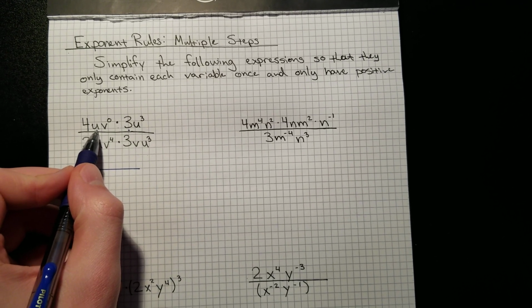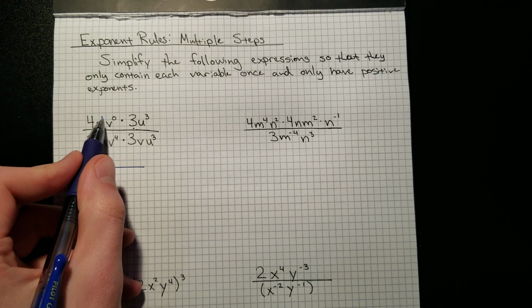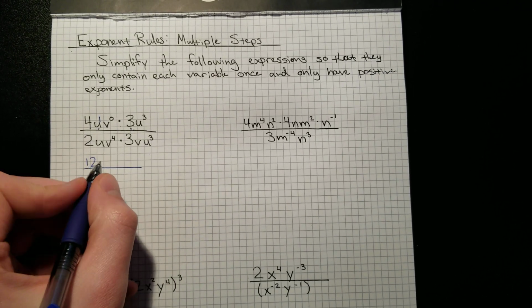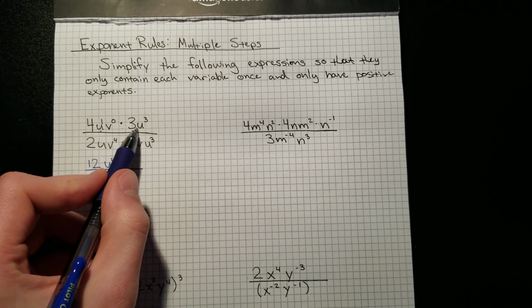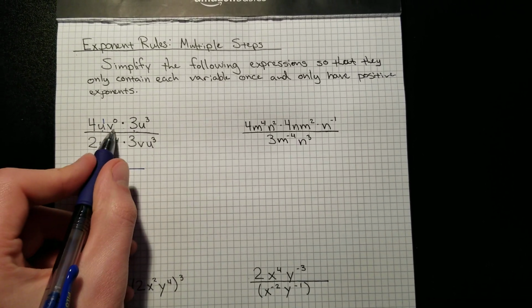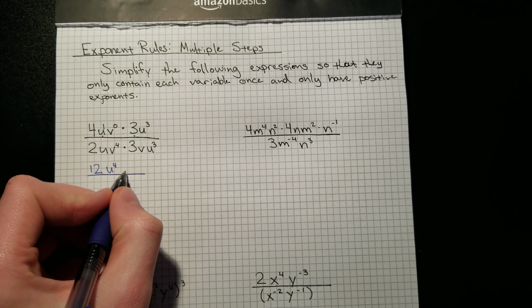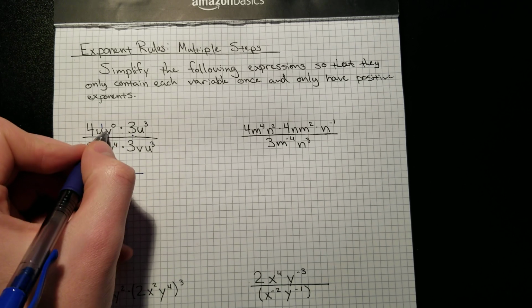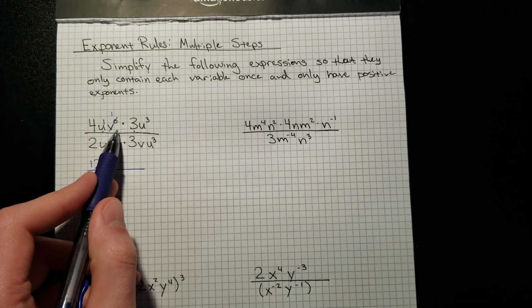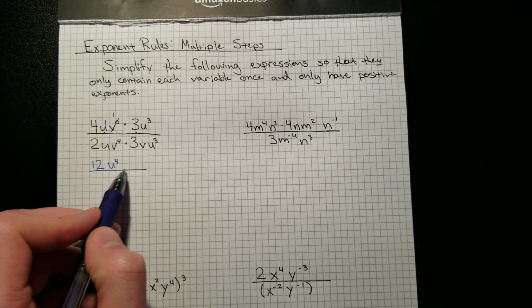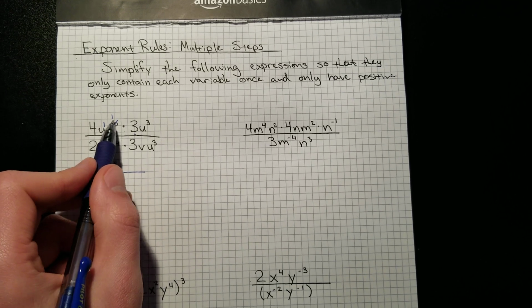Well, if a variable is by itself and there is no exponent on it, we can always put a 1 there. So that's like u to the 1, and we have a u to the 3, so that becomes u to the 4. We're multiplying, remember you add the exponents. And we have a v to the 0. Anything to the 0 is 1, and we can cross that out. We don't need that anymore because 1 times 12 is just 12. So when you have a 0 on a variable, you can just eliminate it.